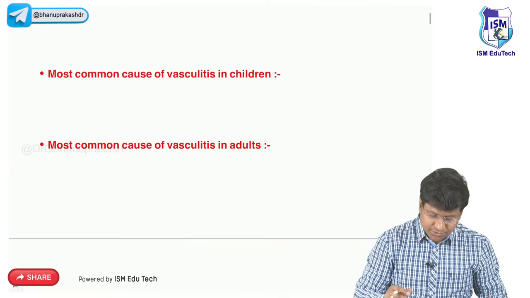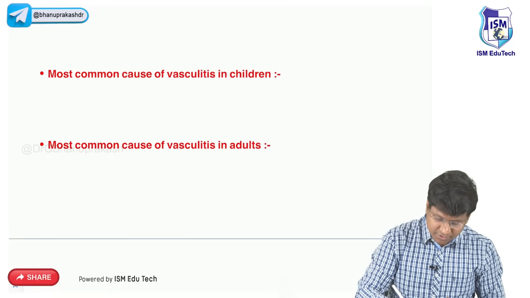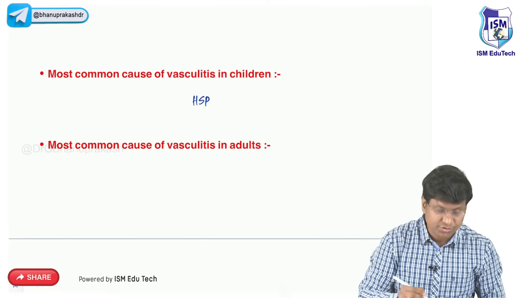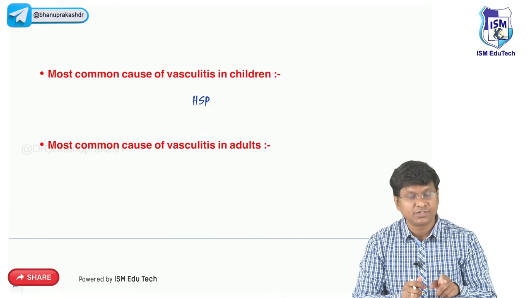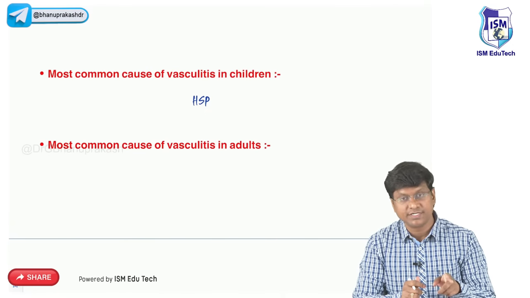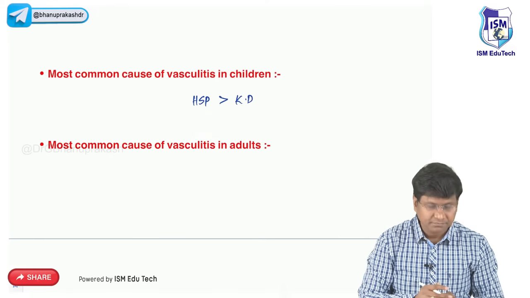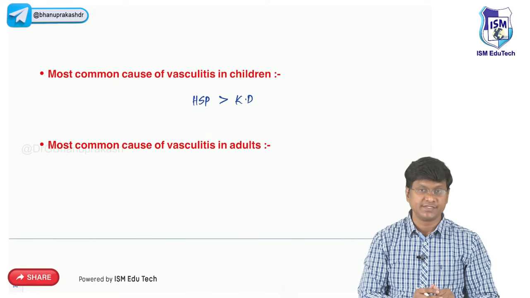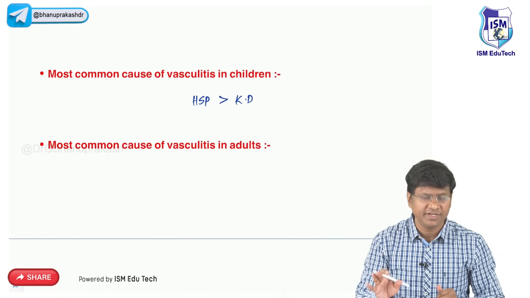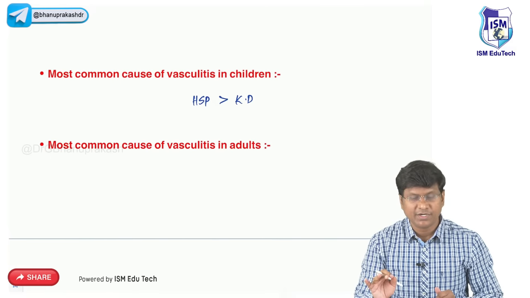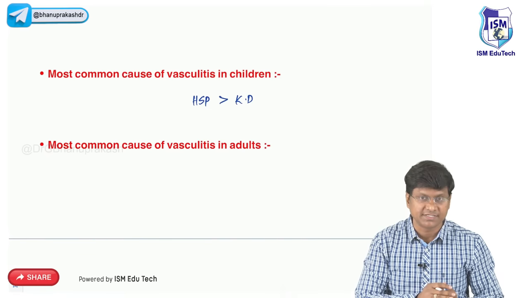Now, you also need to know the most common vasculitis in children. Please remember, the most common cause of vasculitis in children will be Henoch-Schonlein purpura. It is not Kawasaki disease. But Henoch-Schonlein purpura is not only seen in children, it is also seen in adults. And the second most common cause of vasculitis in children will be Kawasaki disease. But Kawasaki, let me tell you, is most commonly seen in children; hardly 1 to 5% you see in adults, but most commonly it is seen in children.